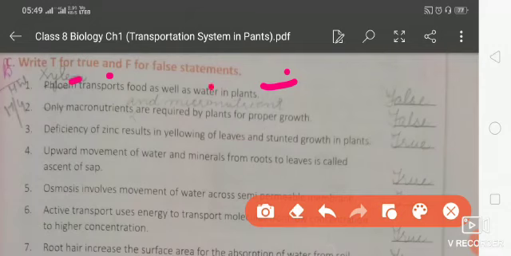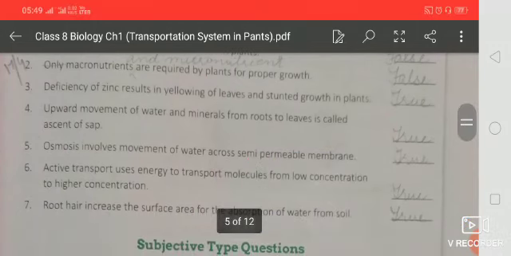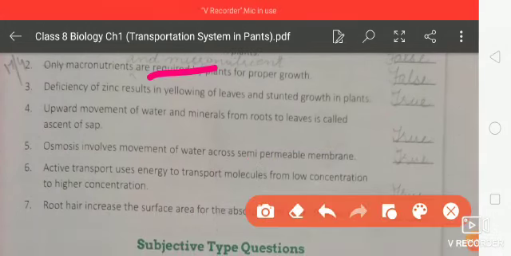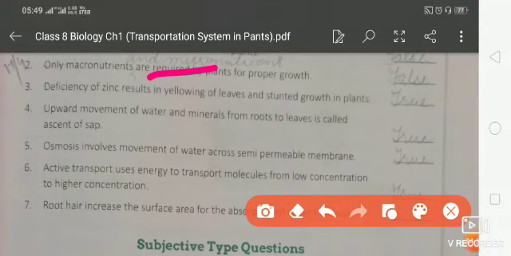And next, the micronutrients are required by plants for proper growth. It is false because micro and macro nutrients both are required for the growth of plants. Deficiency of zinc results in yellowing leaves and stunted growth. It is true. And upward movement of water and minerals from root to leaves, that is called ascent of sap. Very nice. It is true.